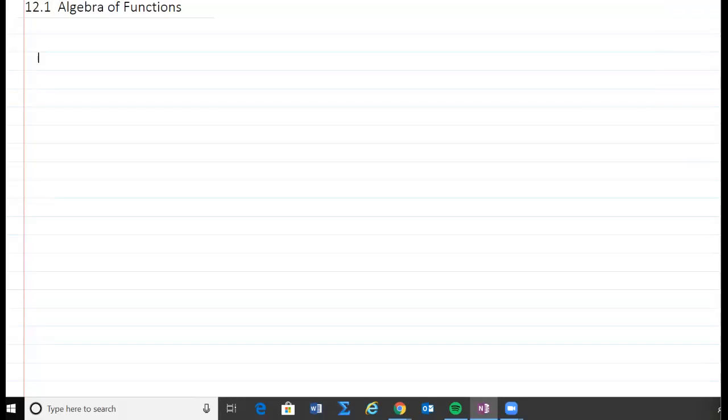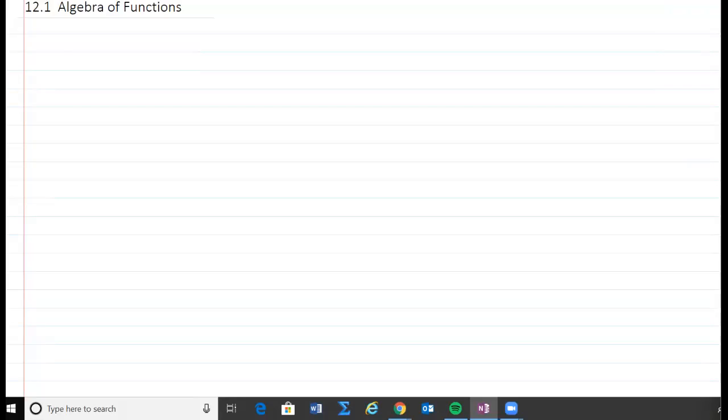Okay, we're going to do some algebra with functions today. Basically, we have some operations that we're going to do. We've worked with functions, different types up to this point, polynomials mainly. But we can do different things.